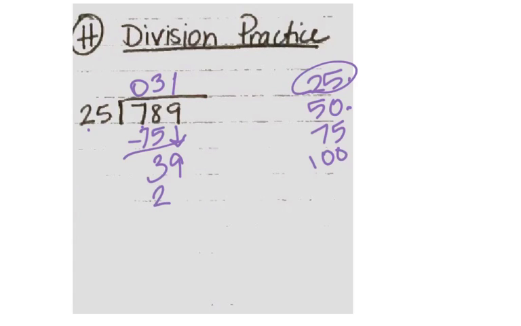And we're going to put our multiple of 25 right underneath. Now I'm going to subtract. 9 minus 5 would be 4. 3 minus 2 would be 1. What do I do with this 14? Well, it becomes my remainder. So I have 31 with a remainder of 14.